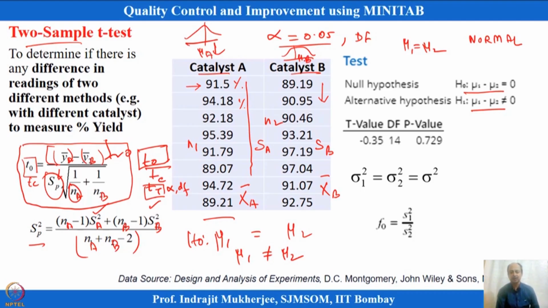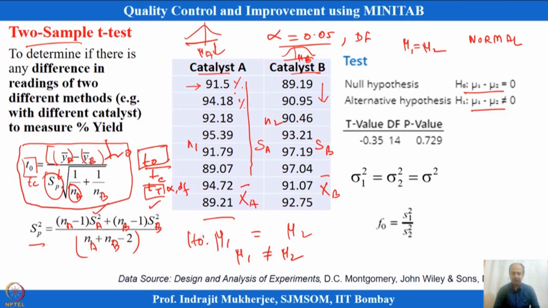So, they are coming from normal distributions, and we are also assuming that the data are independent. The set of data with catalyst A that we have collected has nothing to do with the data set for catalyst B; they are independent of each other. So, there should be no correlation between data set A and data set B. That check also needs to be ensured.